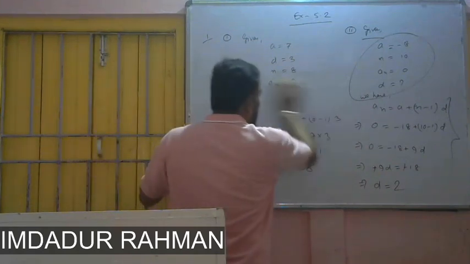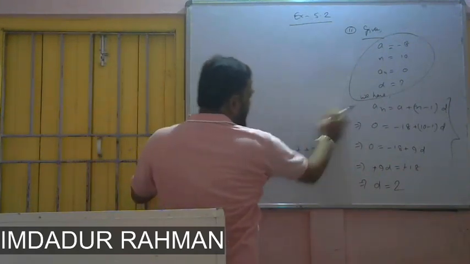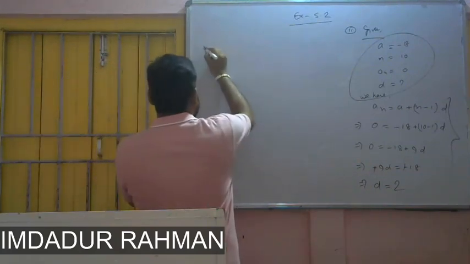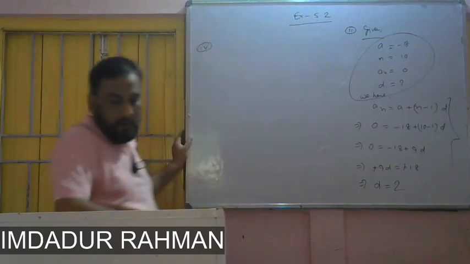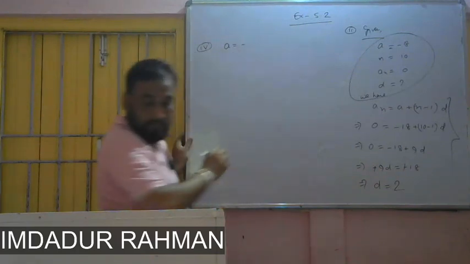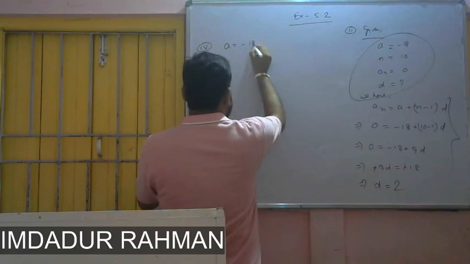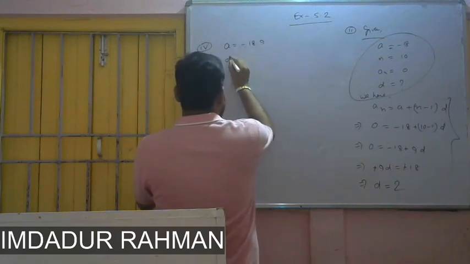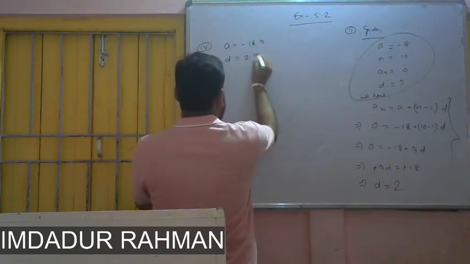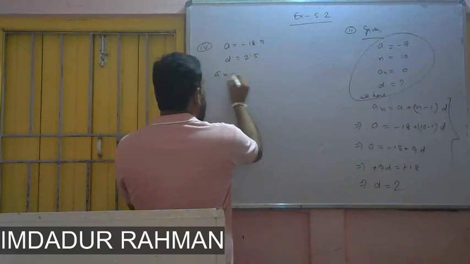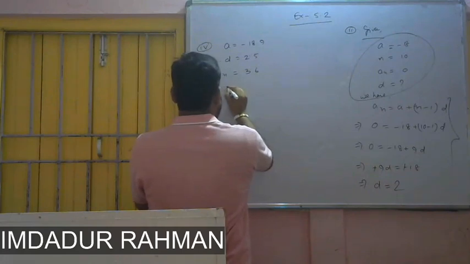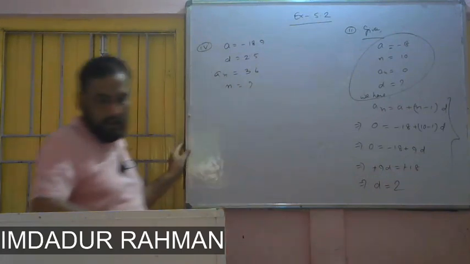Okay. Now go for question number Roman 4. What is given? A is equal to minus 18.9. D is given 2.5. Then AN is equal to how much? 3.6. And we have to find out N. To find N. Okay?